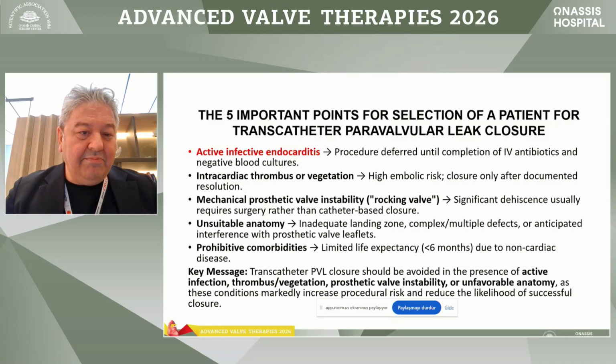And the other point is the mechanical prosthetic valve instability, rocking valve, because significant dehiscence usually requires surgery rather than catheter-based closure, and unsuitable anatomy, inadequate landing zone, complex multiple defects, or anticipated interference with prosthetic valve leaflets. This is very important. And some prohibitive comorbidities such as limited life expectancy below 6 months.